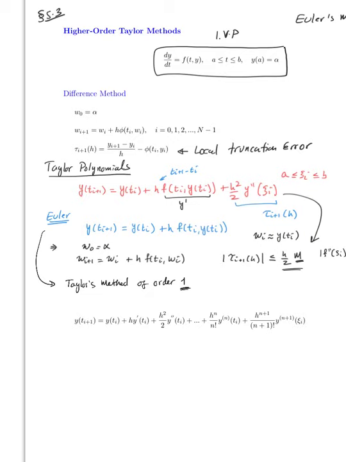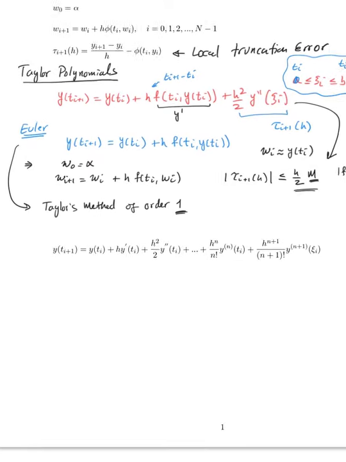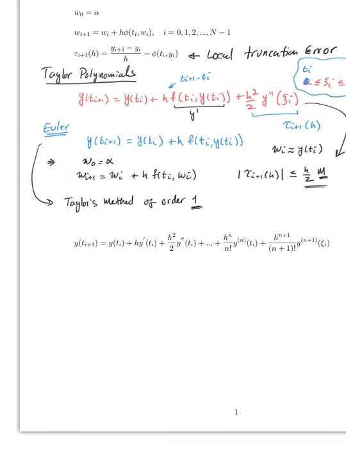Before we proceed, a small correction. This should be ti, and it should be ti plus 1. So make sure you fix this part. Now, in general, a Taylor polynomial will give you this. So this is a general Taylor polynomial.